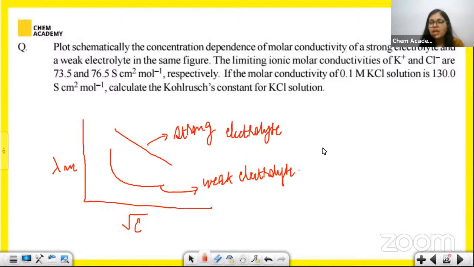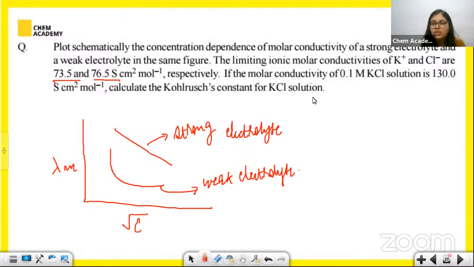it says that the limiting ionic molar conductivities of K plus and Cl minus are these. This is for K plus and this is for Cl minus respectively. Respectively means first one for K plus and the second one for Cl minus. It says if the molar conductivity of 0.1 molar KCl solution is 130 Siemens centimeter square mole inverse, calculate the Kohlrausch constant for the KCl solution.